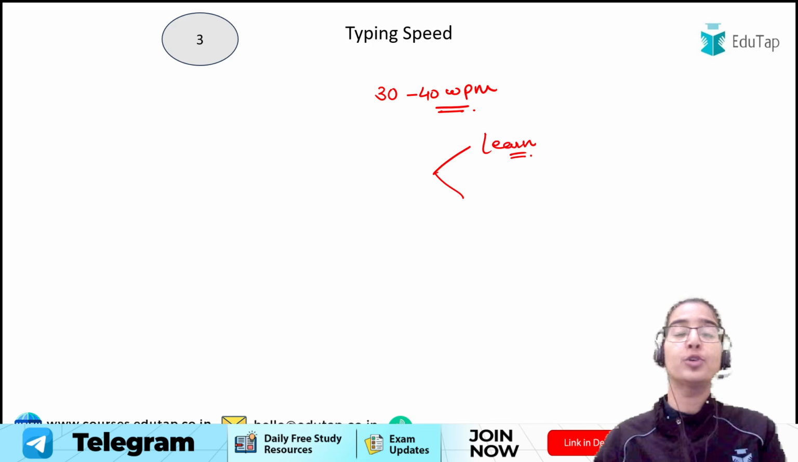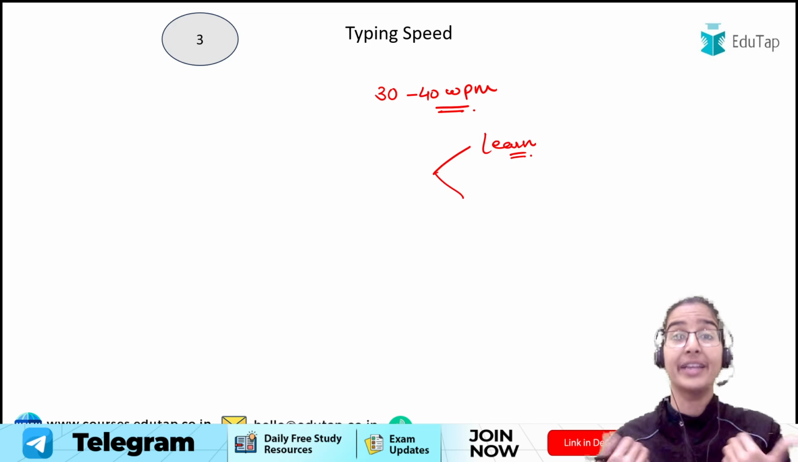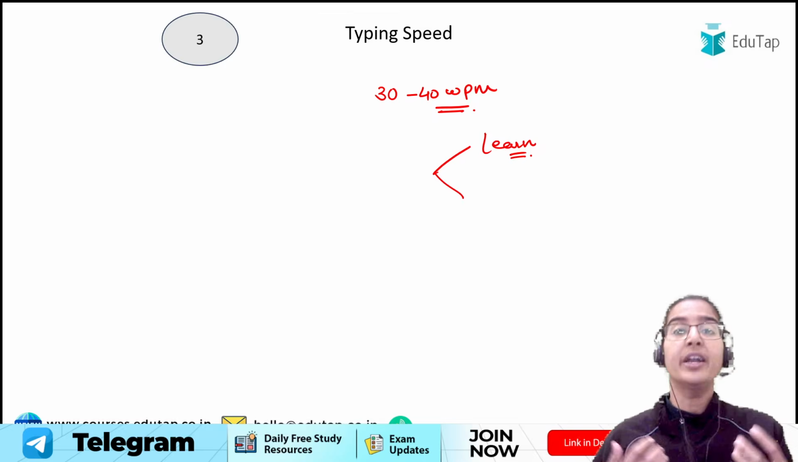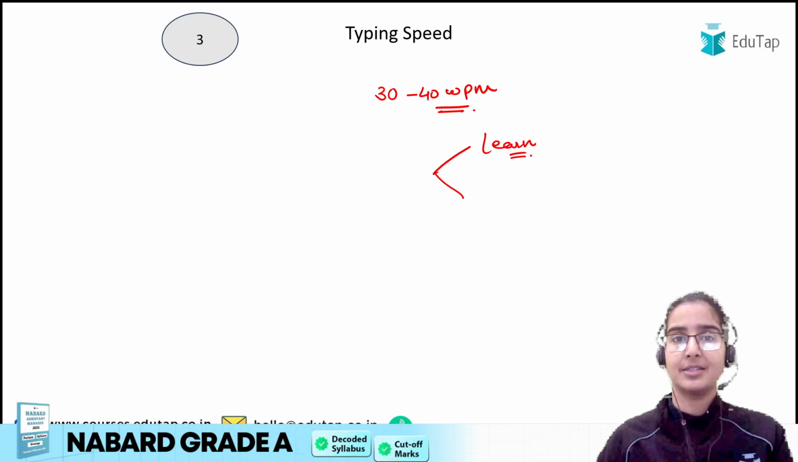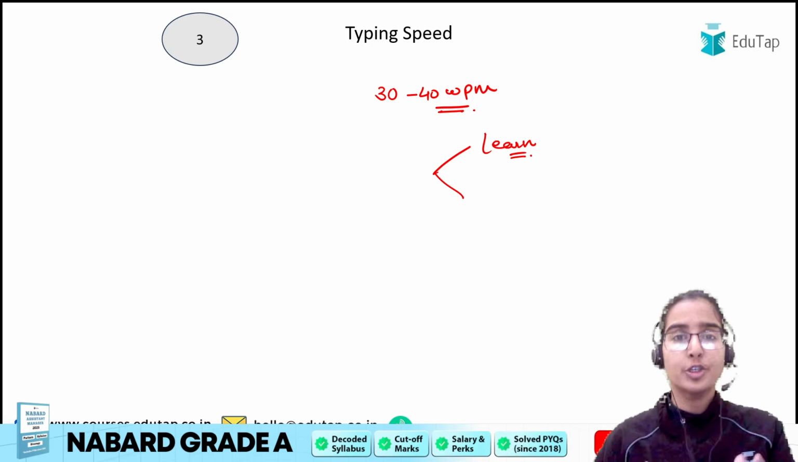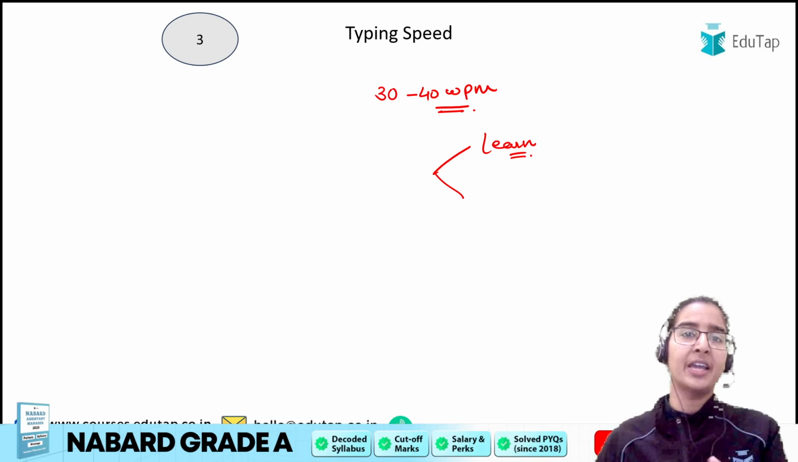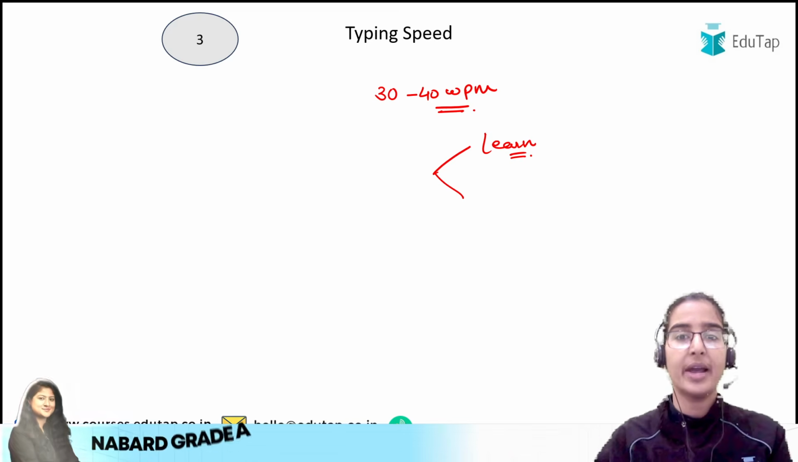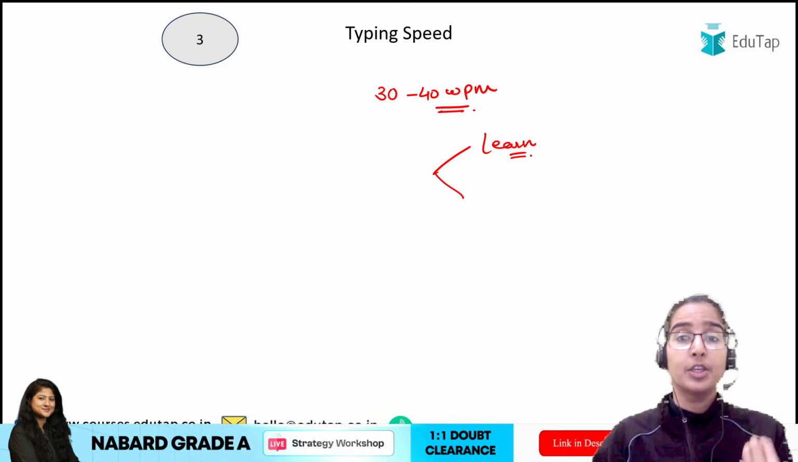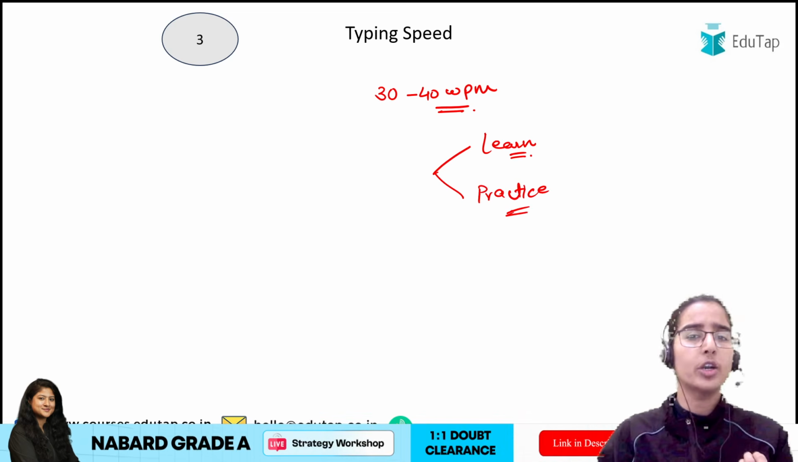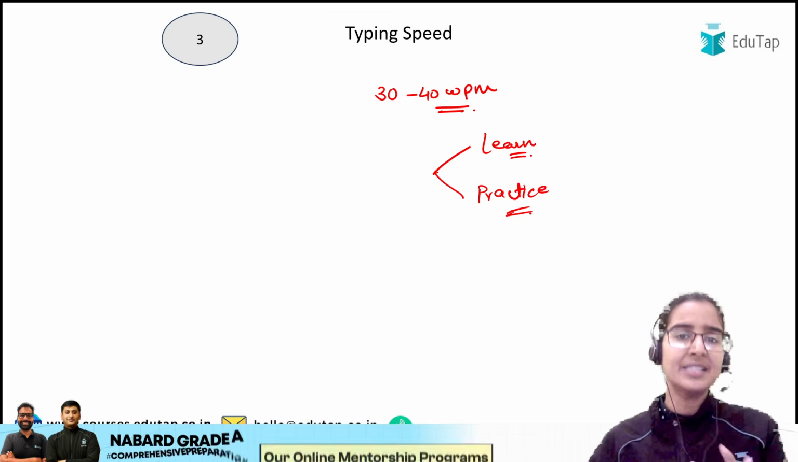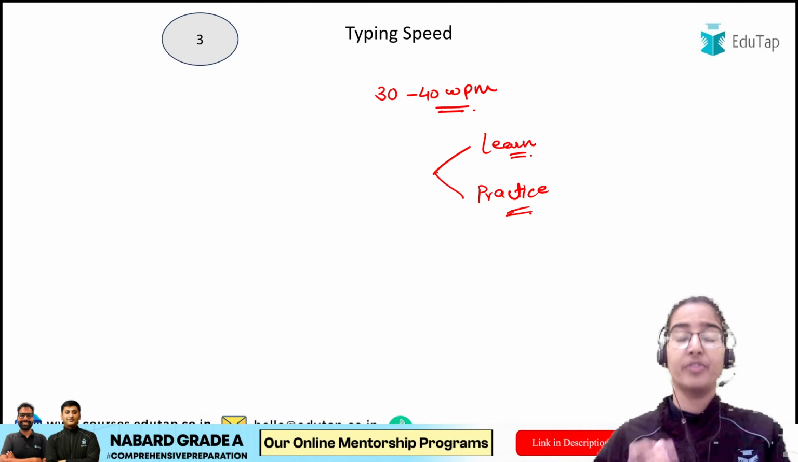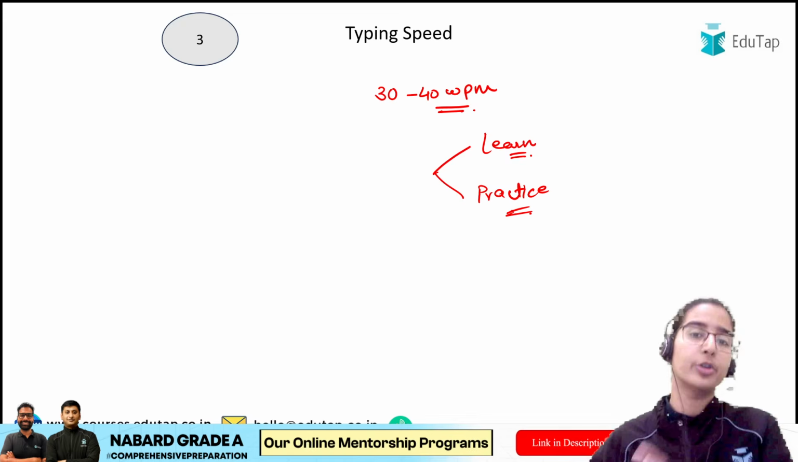A lot of times students don't learn it and they don't realize that while typing they spend a lot of time just thinking about the answer, just recalling what to write. So you can save that time by learning your fodder material in a good enough manner. And secondly, you have to do a lot of practice. Simply by doing the practice, your typing speed will increase. So these are the two things that you have to do in case you are worrying about your typing speed.